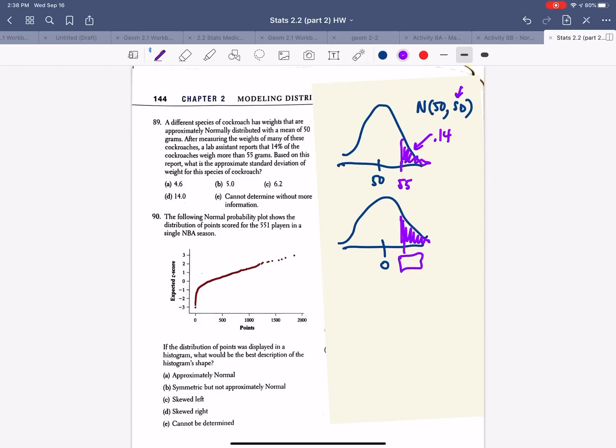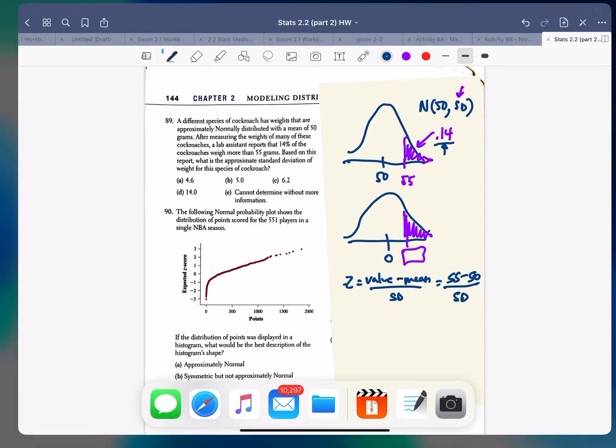Okay, so I did my two curves. I'm going to do my z formula. That's my actual value minus my mean, all over the standard deviation. My value is 55 and my mean is 50, and my standard deviation is, I don't know. But remember, I have a piece of information I didn't have before: I have the area under the curve. That's the inside part of my table.